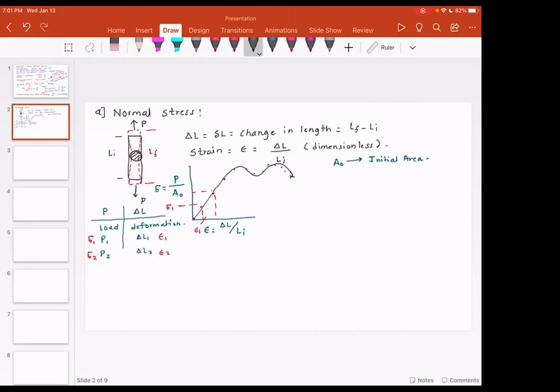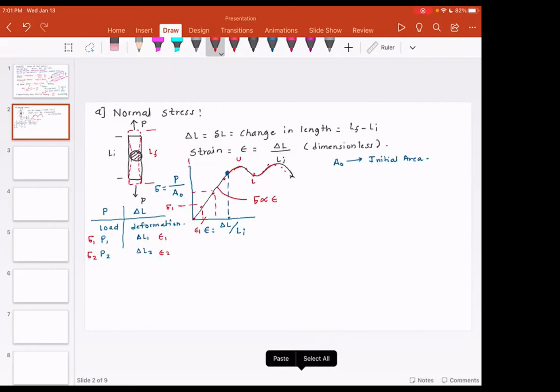So what happens is, initially, the stress is proportional to strain. So in this region, stress is proportional to strain. And this region ends at the proportionality limit. After this, the straight line starts curving. And you have an upper yield point, you have a lower yield point, and then you have some sort of curve that actually goes up and then comes down.